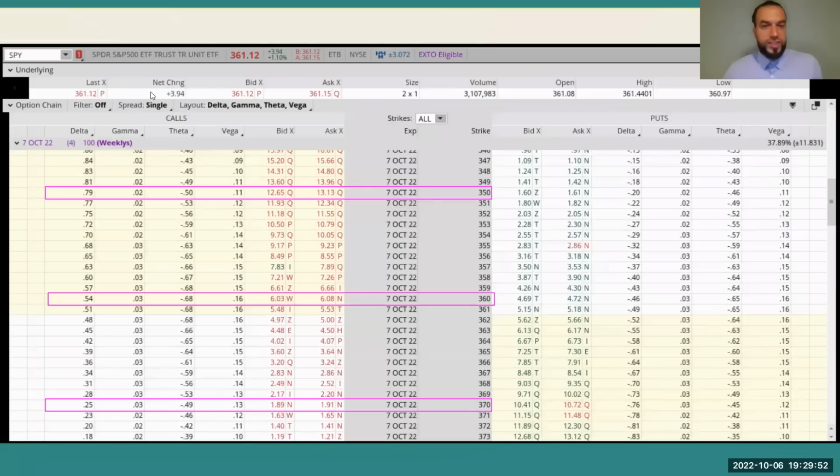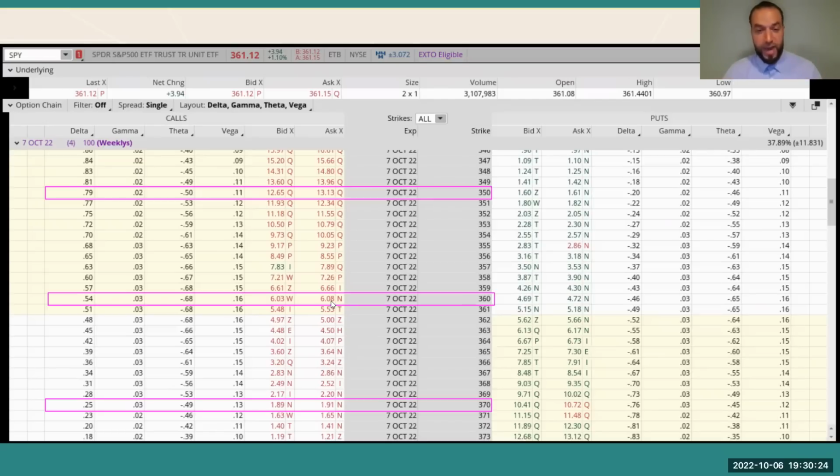So at the top of the chain, you can actually see where SPY is trading at. SPY is trading at about 361.15, and that means that the 360 strike is in the money. It's beneath the cost that SPY is trading at. If I were to buy this contract, I would click on the ask, and I would pay $6.08 for it.